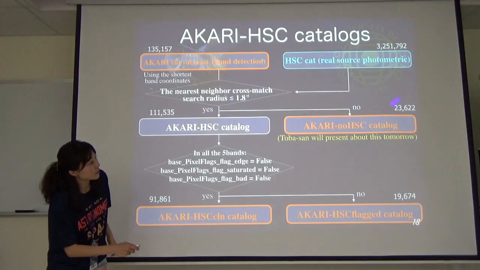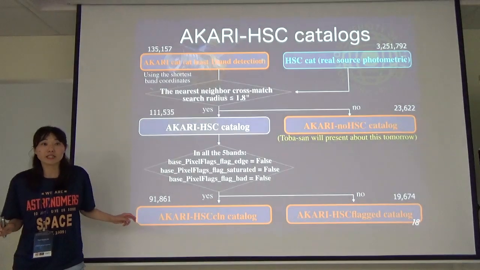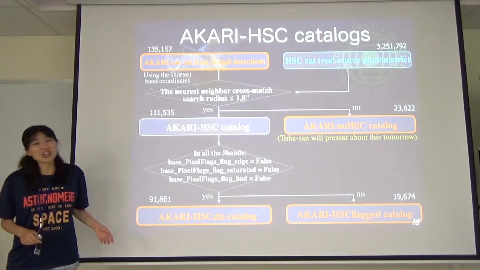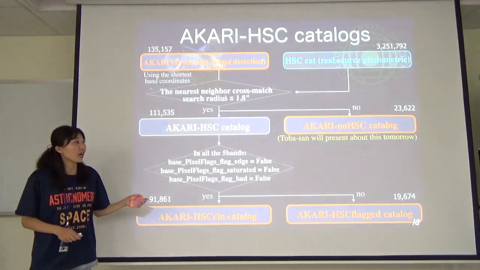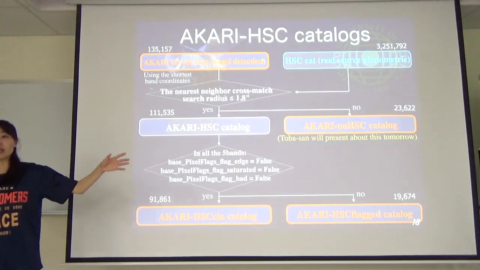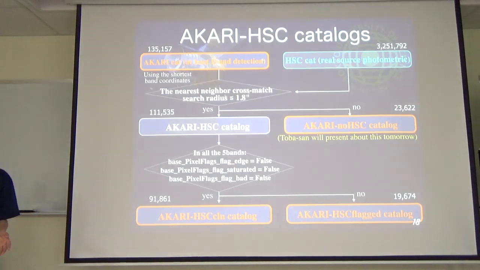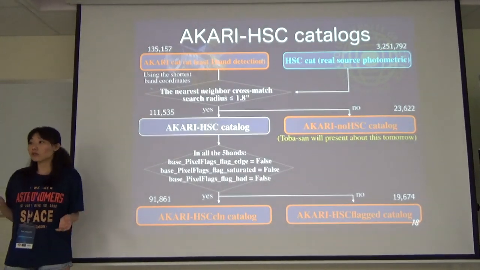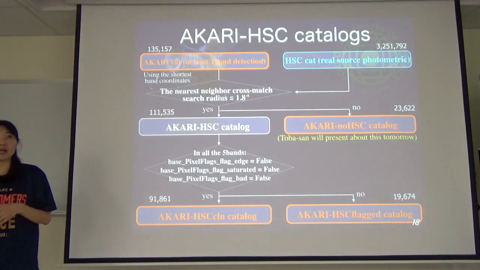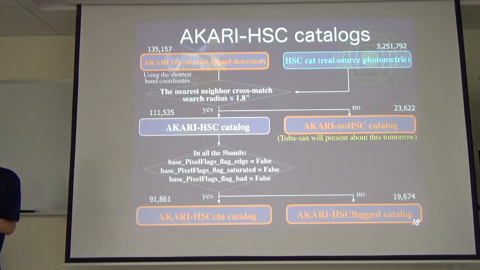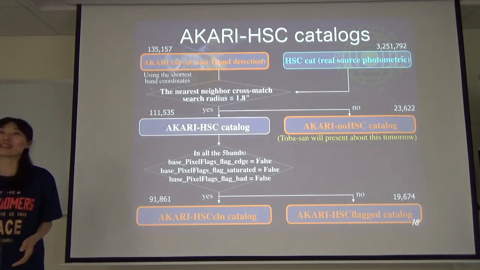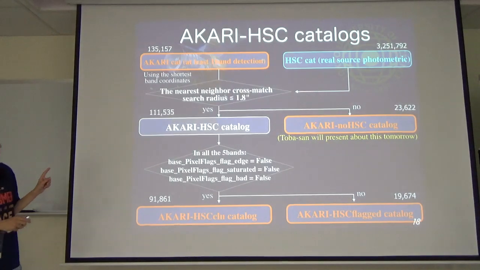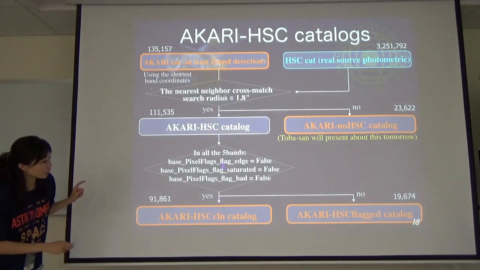And the rest, 23,000 Akari sources, are still remaining in the Akari no HSC catalog. This number sounds larger than we expected, but some of them are just located outside of HSC coverage. So not all of them are red and optical faint sources, okay? And tomorrow, Toba-san, Yoshiki Toba, will present his science about the red and optical faint sources started from these catalogs, okay?